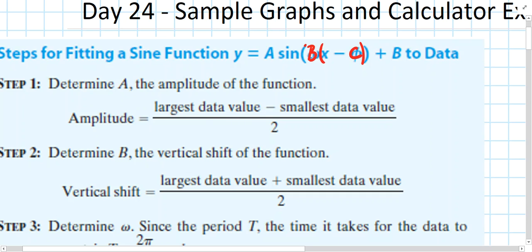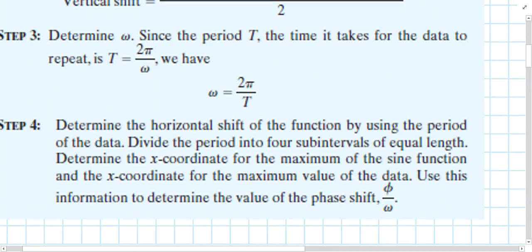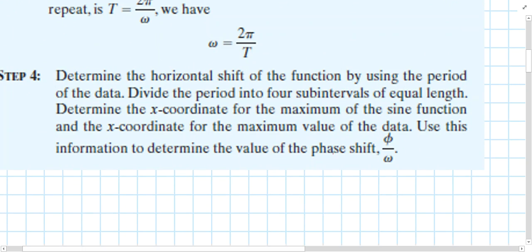It's also worth noting that I'd like to rewrite this with a double set of parentheses. By doing so, when we get to the very end and try to identify our phase shift, we don't have to worry about phi divided by omega. We can simply identify that as C.